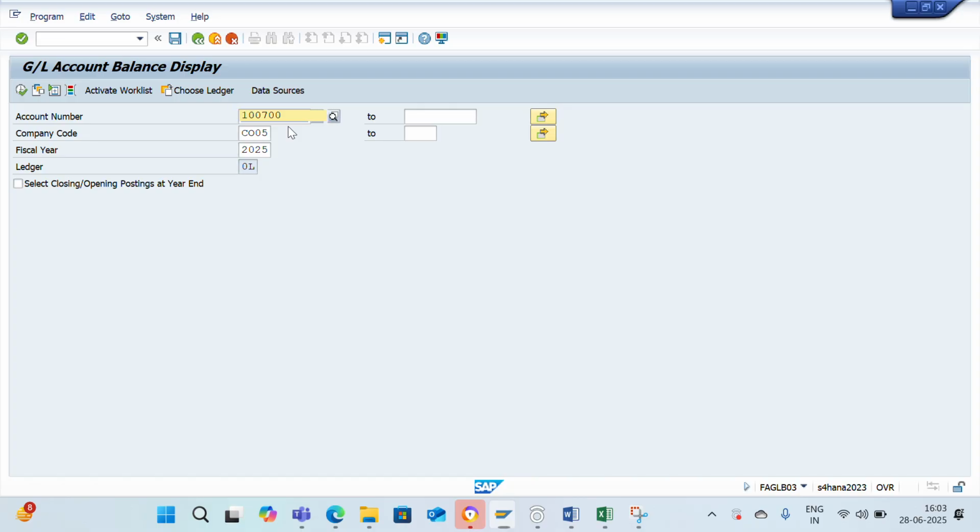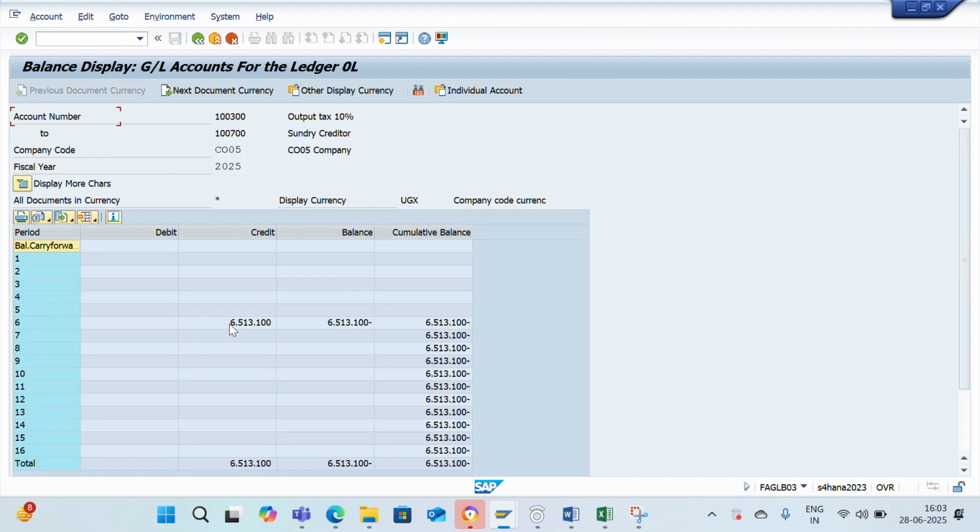If we give multiple GL accounts, the system will give the sum of bookings of all the debits and credits in this GL plus this GL, or with all the GL accounts that fall within this range. So as of now we had 6513,000 in the 100700 GL, and 100 in the next GL. So for both the GLs it has summed up and shown over here.